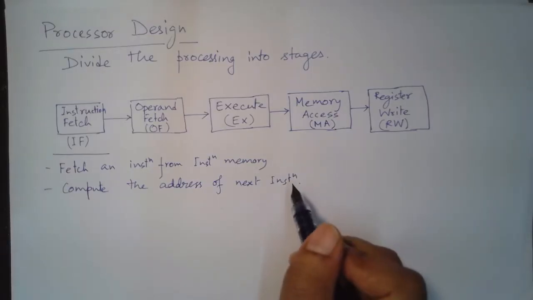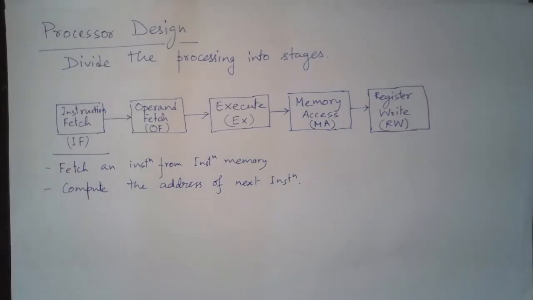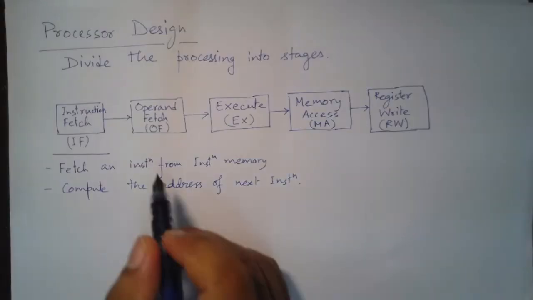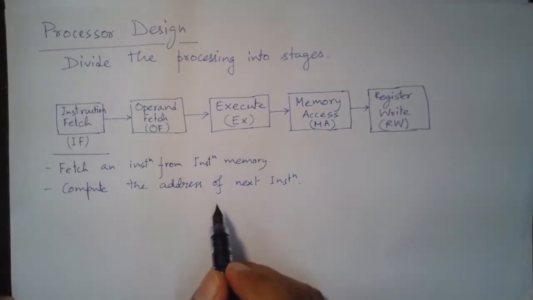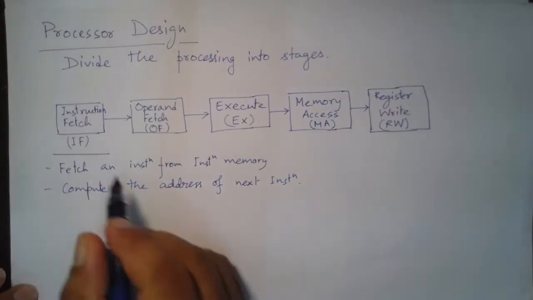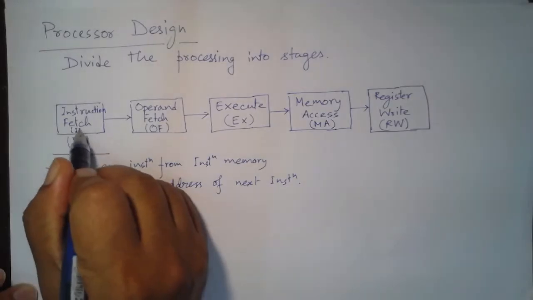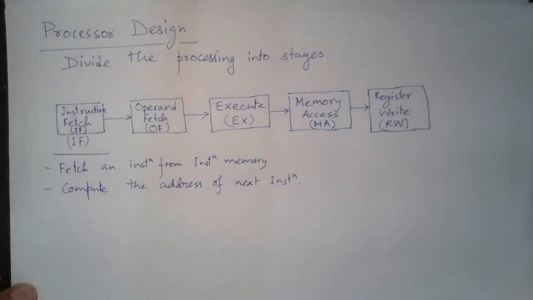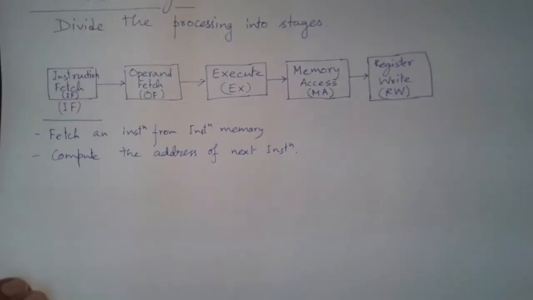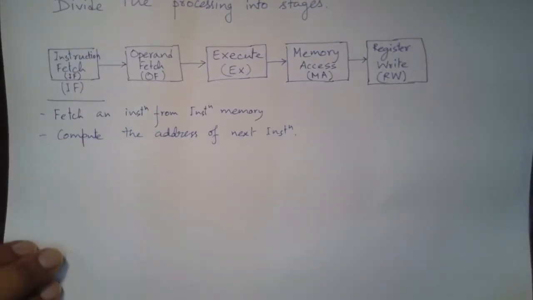All right. So pretty intuitive. We will look into how it is done, the actual implementation of instruction fetch in a moment. First we will have an overview of what is done in each of these stages, and then we will look into the actual implementation of each of these stages. All right. Now let us look into the OF stage, or operand fetch stage.